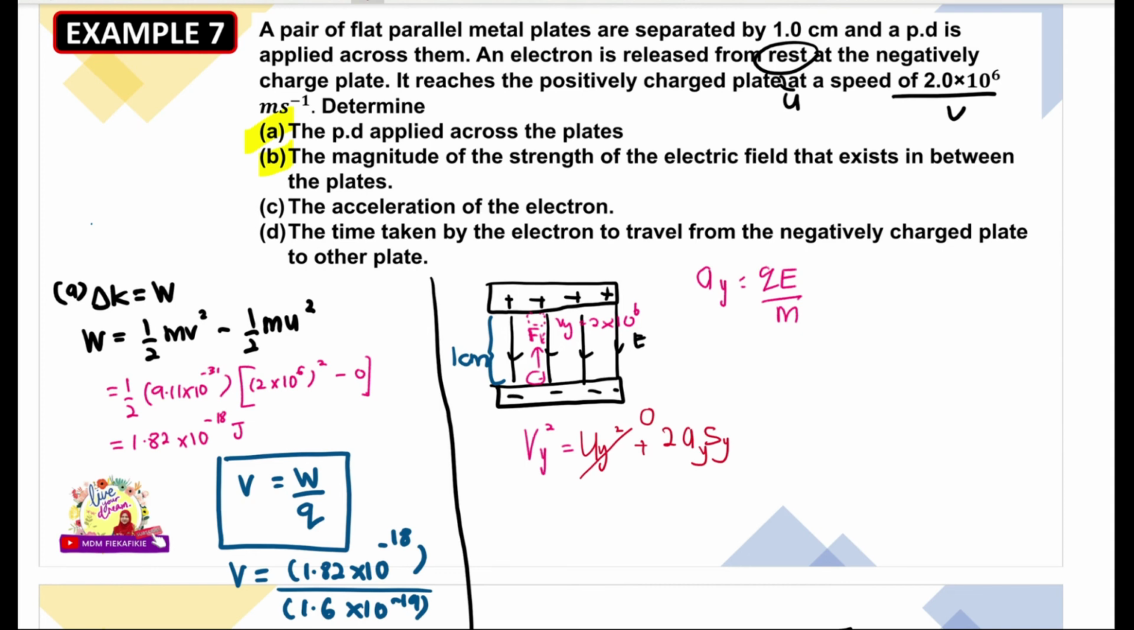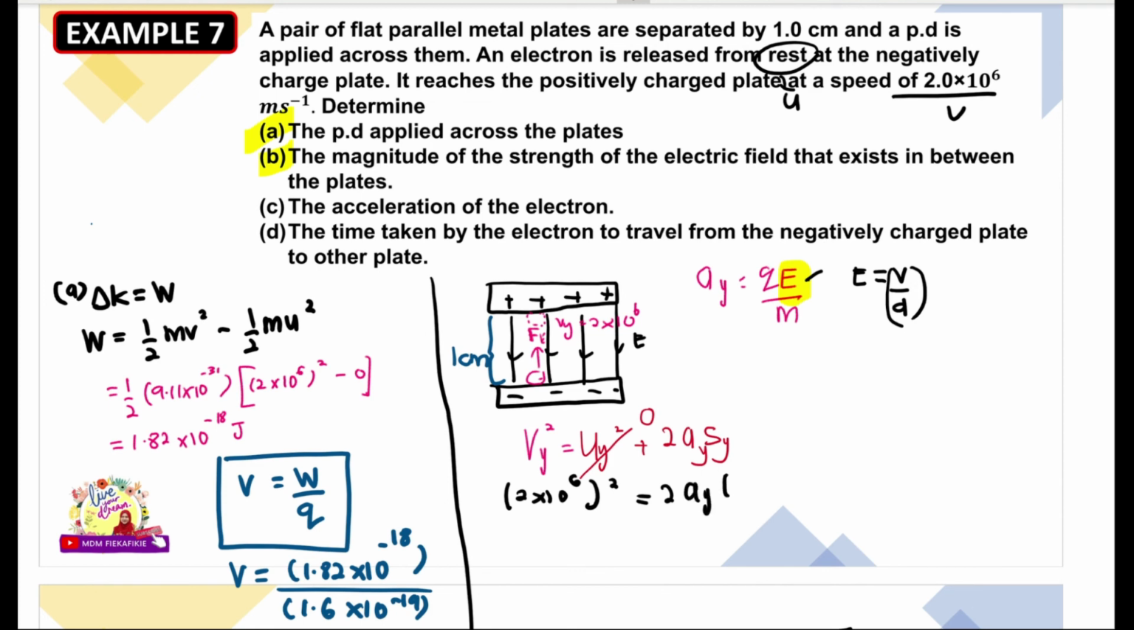So daripada sini sebenarnya kita boleh cari juga potential difference. Kalau nak guna cara yang pertama boleh, cara yang kedua boleh. Kalau kita dapat AY, sekarang E ni nanti kita boleh gantikan, where E is equal to V over D. So bolehlah kita cari V. Kalau kita nak cuba, dia akan jadi macam ni lah: 2 times 10 power of 6 squared equal to 2 AY sy.